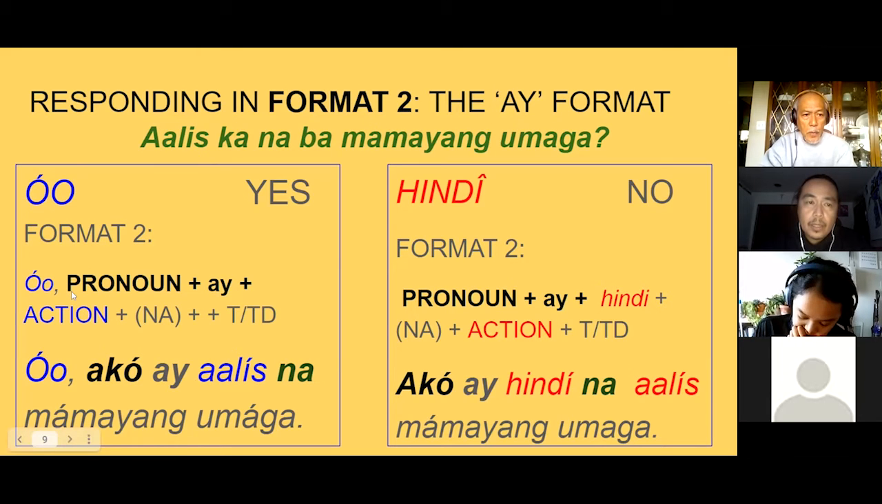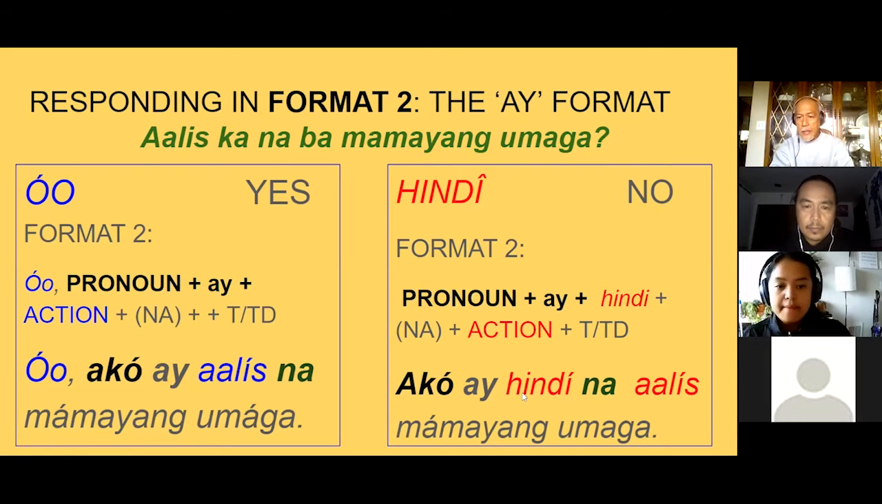Okay. So, oo. You notice the ay, okay? And in both oo and hindi, ako ay aalis, ako ay hindi aalis. So the hindi is only added, okay? Look at the difference. Unlike in format 1, you have the changing of the pronoun and the action. But here in format 2, you always have the ako. Oo, ako ay aalis na mamayang umaga. It's like just a declarative, right? But if it's hindi, all you have to do is add the hindi. Ako ay hindi aalis. So hindi is put in front of the action.